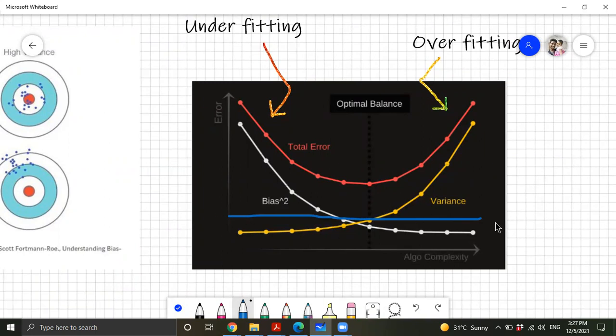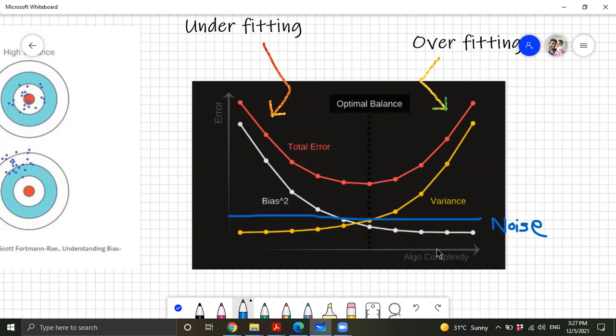So the noise will be fixed. The noise won't change when we increase or decrease the algorithm complexity, because the noise depends on the data set. We are just changing our model, but we don't change the data set. So choosing the data set is also a way to get a better model. After we fix the data set, we cannot touch the noise, right?